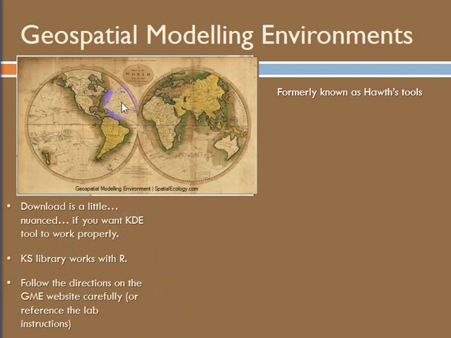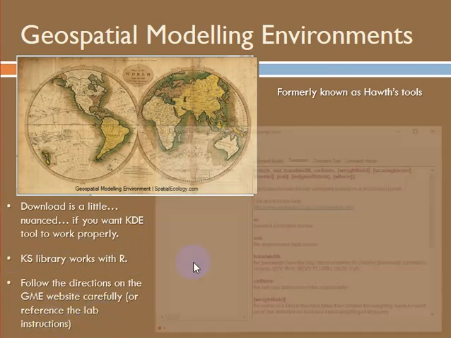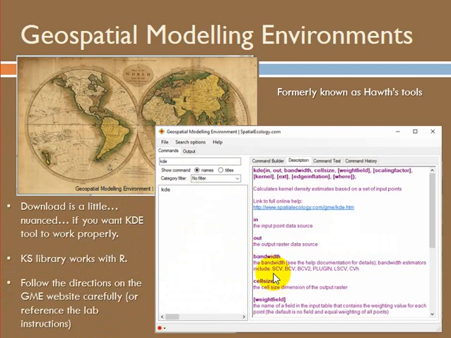So a couple of caveats. You need to be careful when you install this GME. It does communicate with R. The library that we need, which has the plugin that estimates our bandwidth, needs to communicate with R for the statistics, and so they have to be installed in the right order. So absolutely follow the directions on the GME website or reference the lab instructions, because I walk through the install pretty specifically. You will need to get that to work though. You need this KS library, because when you set the bandwidth, you want to have this plugin available here. So you'll just read the instructions. It should be pretty straightforward.